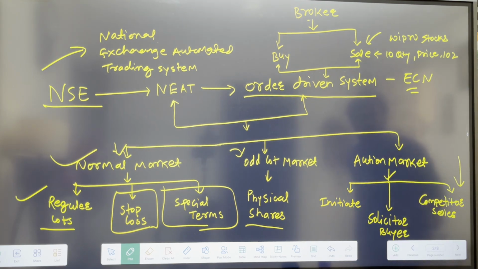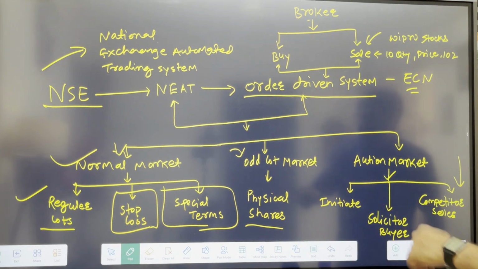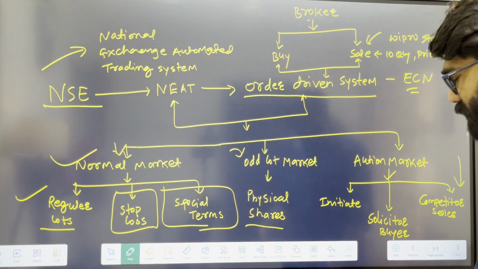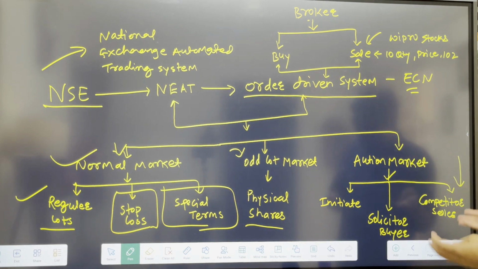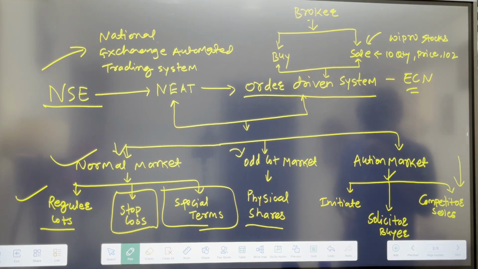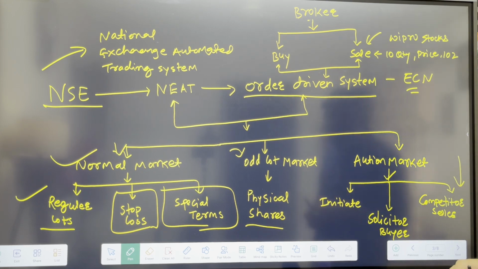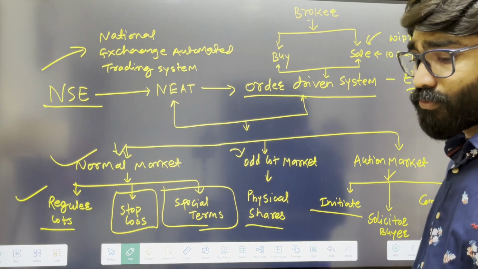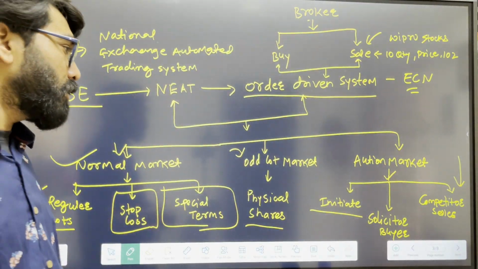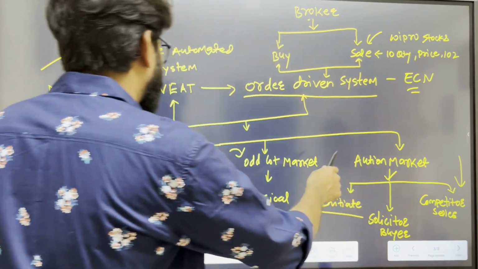Competitors means the seller of a security, right? And the solicitor means the buyer of a security, or the bidder who wants to bid, or the opposite person, you can say. So they bid and negotiate and then execute those auction trades. And there would be one initiator as well. Initiator means who has initiated that auction process. So you would see 3 different markets.